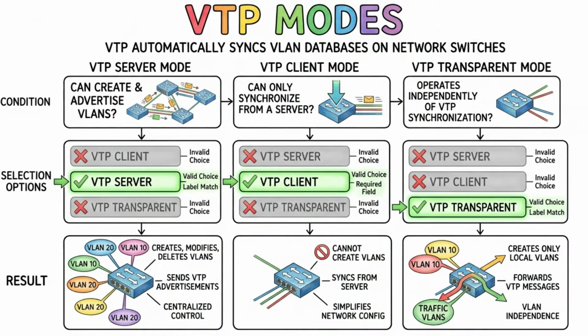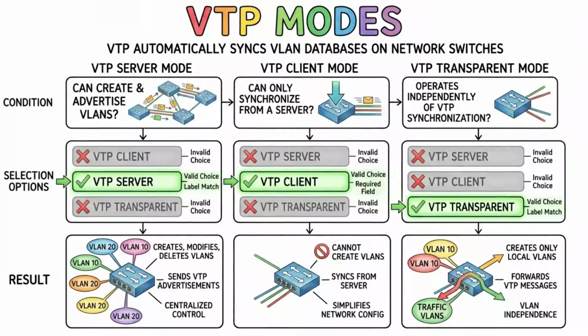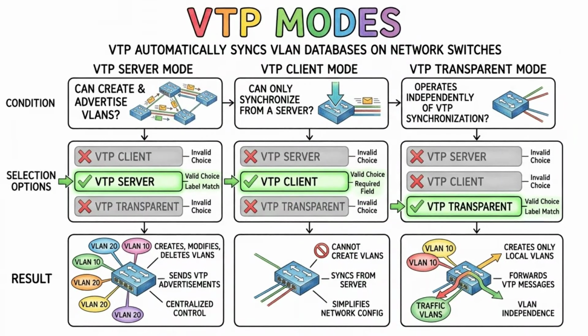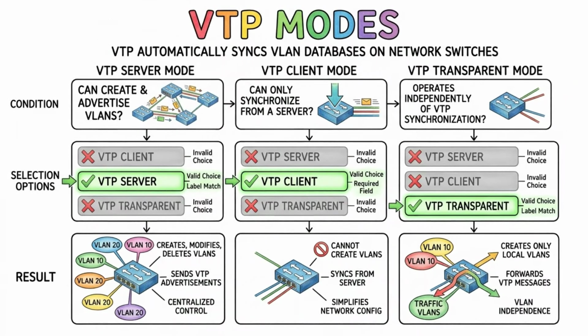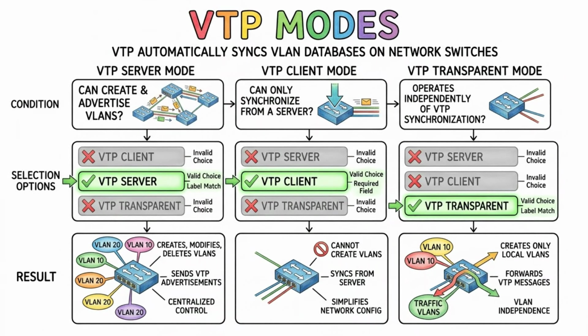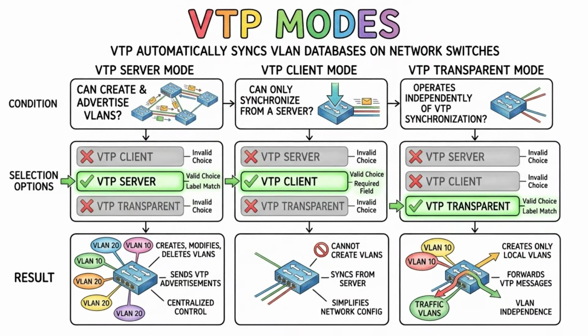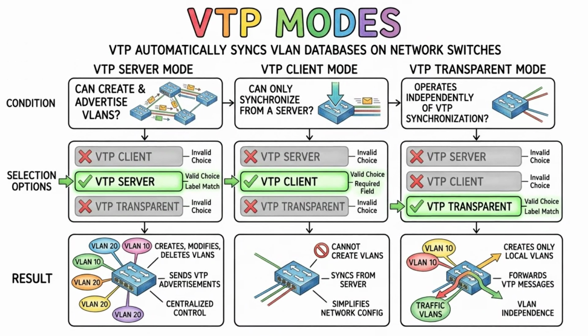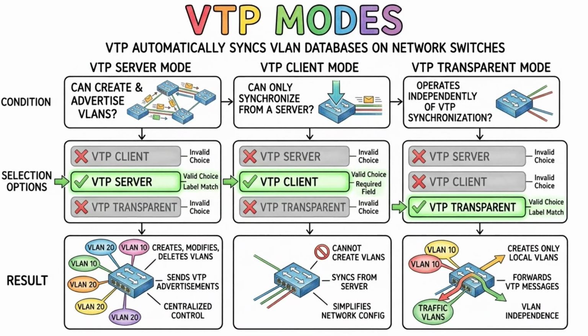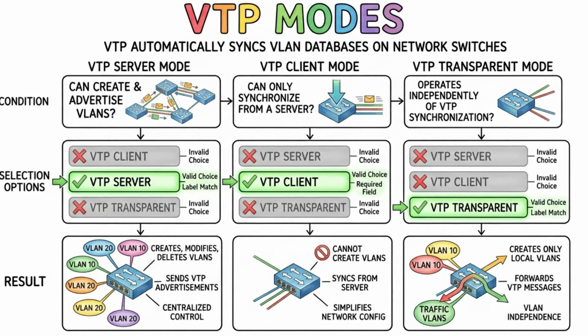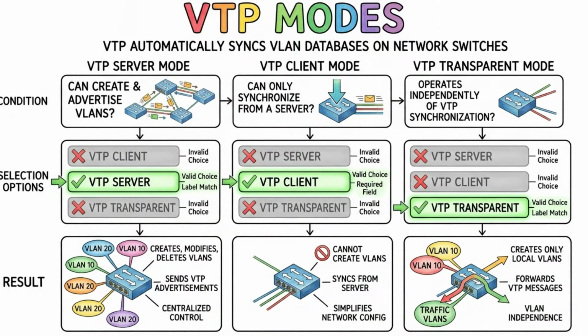Another Cisco proprietary feature designed to save administrators time is the VLAN Trunking Protocol, commonly referred to as VTP. In a large campus network with 50 different switches, manually creating VLAN 10 and VLAN 20 on every single device would be tedious and prone to human error. VTP allows you to create all your VLANs on one central server switch, and it automatically synchronizes that exact VLAN database out to all the other switches in the network.